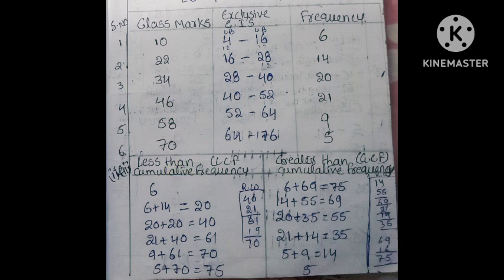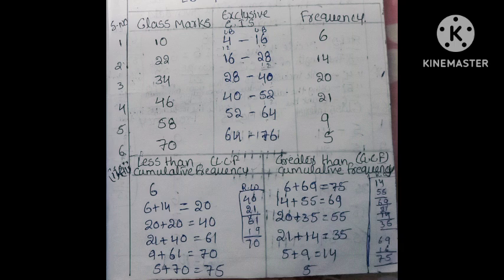Next, downwards, 6 plus 14 equals 20. Next, 20 plus 20 is 40. Next frequency is 21, 21 plus 40 equals 61. Next, the fifth frequency is 9, 9 plus 61 equals 70. Last frequency 5 only, 5 plus 70 equals 75. Yeah, this is the less than cumulative frequency.